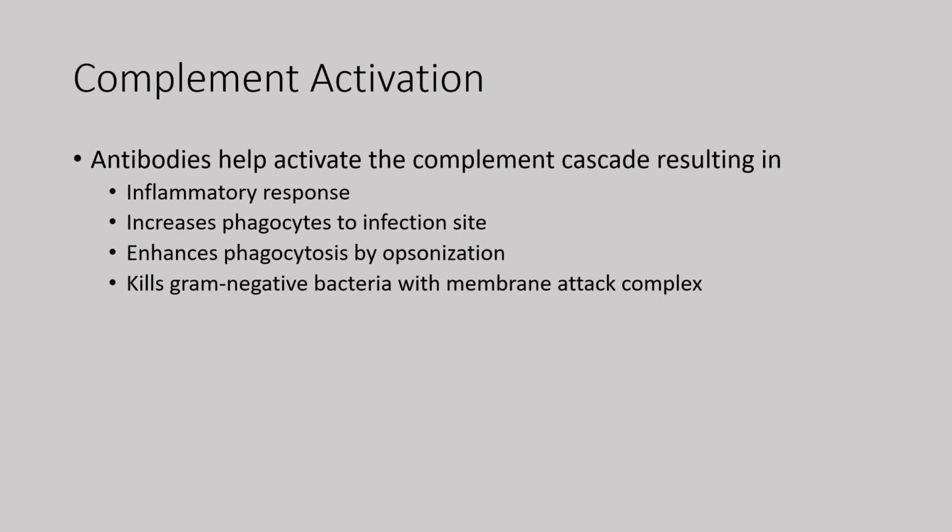Complement activation. Antibodies will help to activate the complement cascade. We've talked about that previously in the last chapter under innate immunity, part of the second line of defense. Remember, this is where you have a series of proteins that have to be activated in a particular order. The bottom line is it's going to kill the foreign cell.